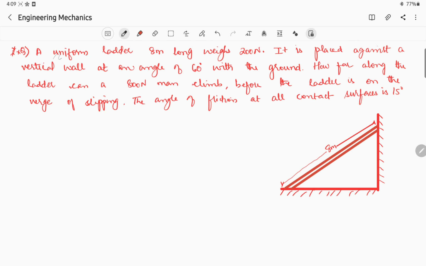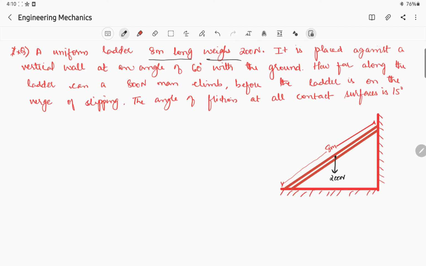So, a uniform ladder 8 meters long, which we have provided here, weighs 200 Newton. We all know in which direction it acts: weight will always act exactly at the center, in the downward direction. So the weight of the ladder is 200 Newton. Understood this one, right?